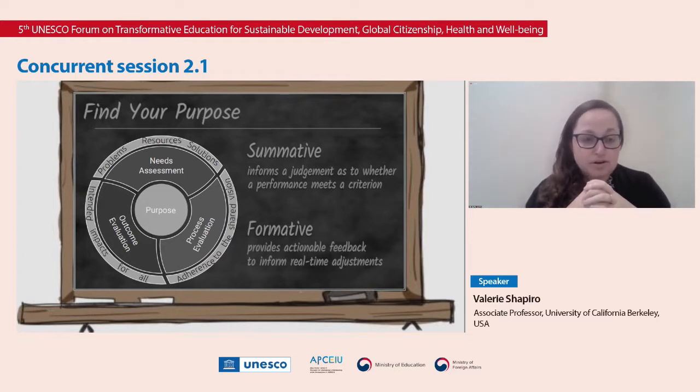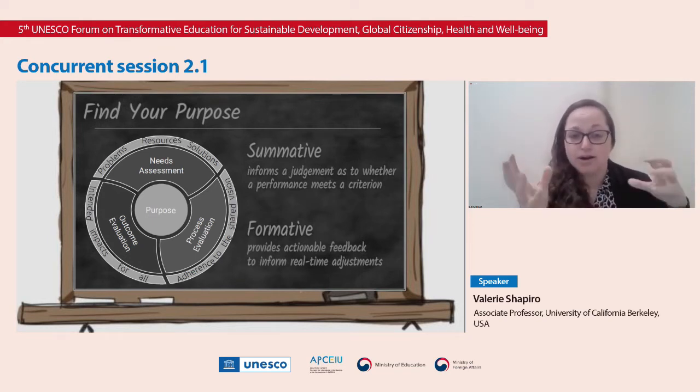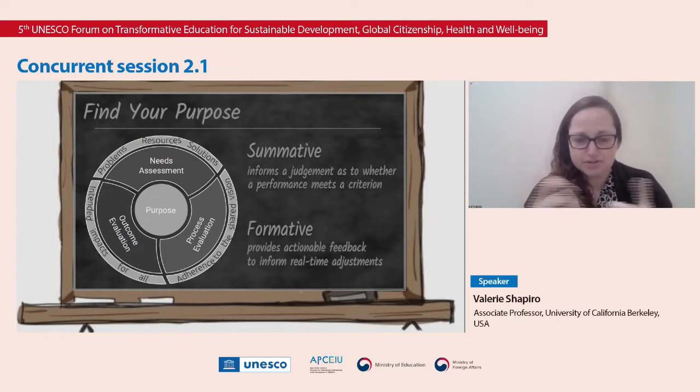We've focused for a long time in SEL assessment on summative assessment, the criterion as to whether we're doing what we said we were going to do, or what we want to do, or how far away we are. But we argue that assessment has a really important role formatively for providing actionable feedback to inform real-time decisions and adjustments. And so that's the kind of information we need this system to provide for us. Next slide.